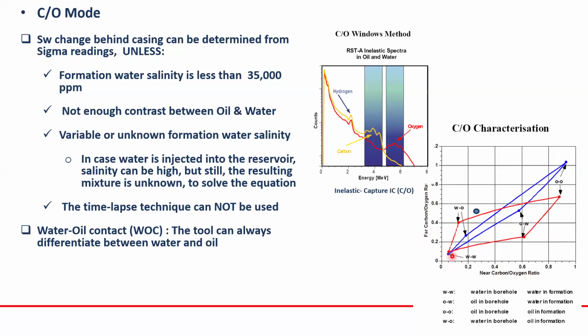So we have two signals. We have either water in formation and water in borehole, or water in borehole and oil in formation, or we have oil in borehole and water in formation, and we have oil in borehole and oil in formation. Okay, so these are the four possibilities of the relation between oil and water in formation and in borehole.